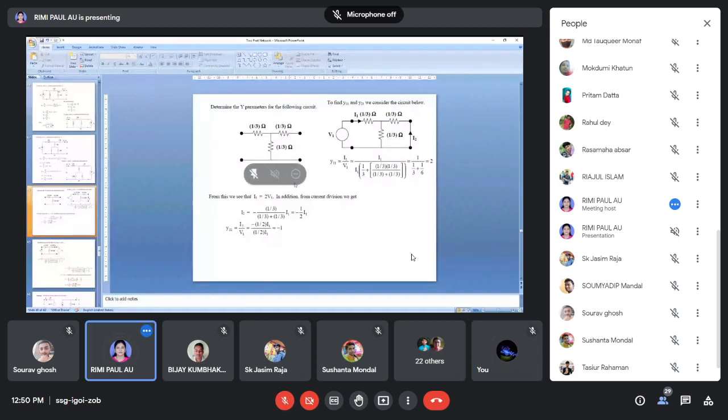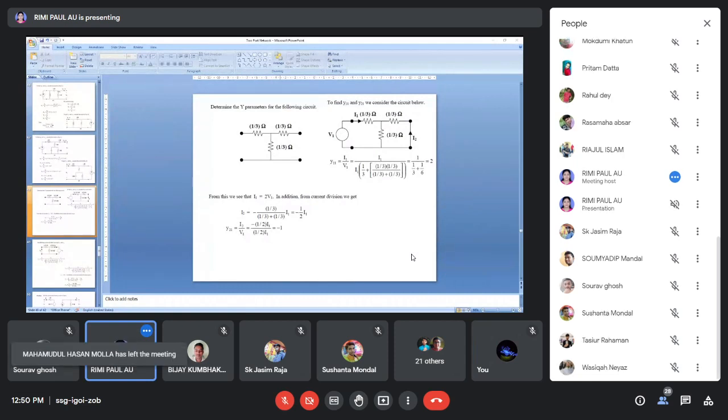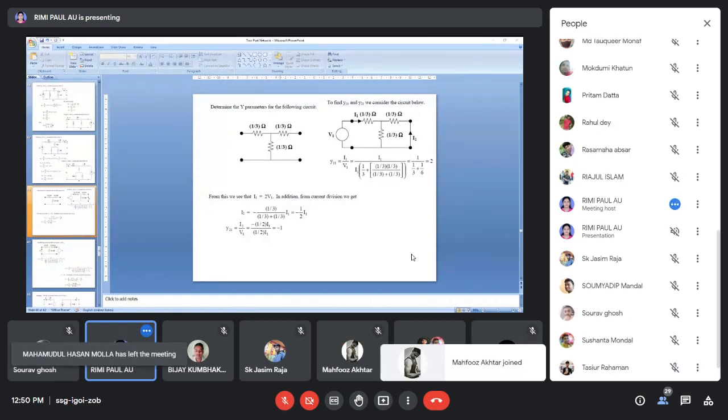Okay. So this circuit, now you can see this circuit. Now it is visible.